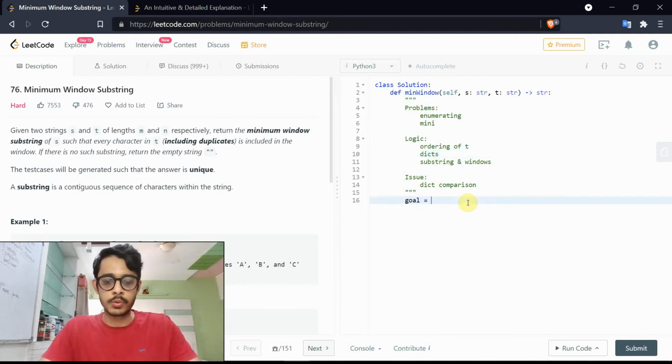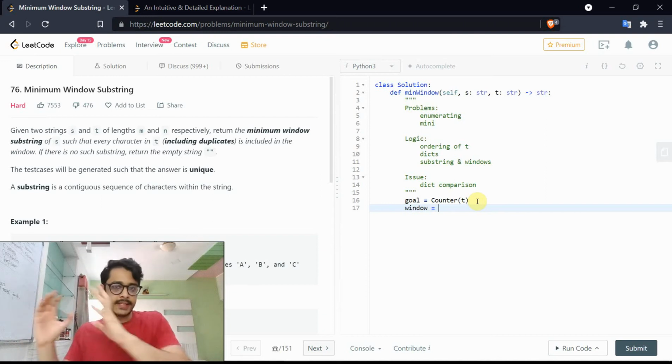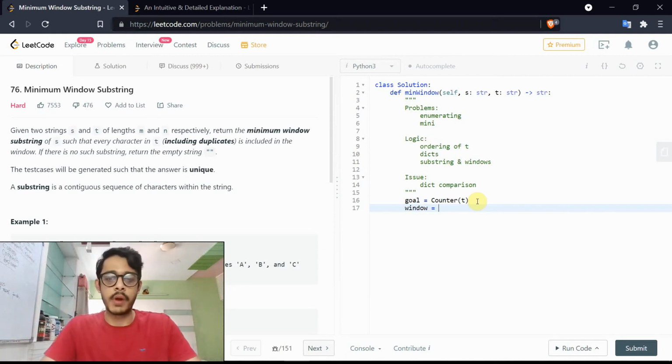The goal is to find a substring in S which has the dictionary of T. And this is how we'll set it. Then the window is going to be what? It's again a dictionary, and we have the setup as keys as characters and the values as the frequency of these characters. Again, this means that the ordering does not matter, and this is what we want. So we'll create a defaultdict of int.